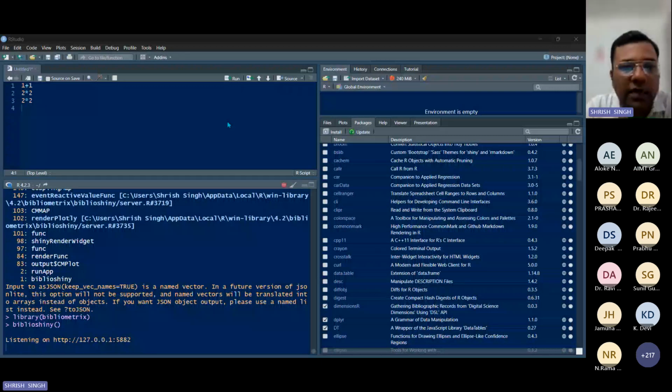Now we are on the BiblioShiny software. Again, VOSviewer was a very separate software; you directly download it from the net and can use it directly. But BiblioShiny cannot be downloaded directly from the internet, right? BiblioShiny is an extension of RStudio or R software. So it is very important to have RStudio with you and the BiblioShiny package. Now, after reaching there, what do we have to do?